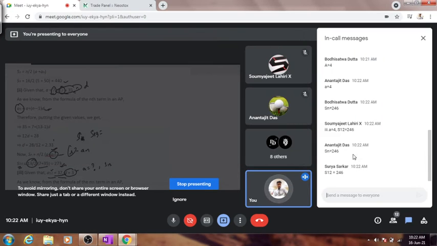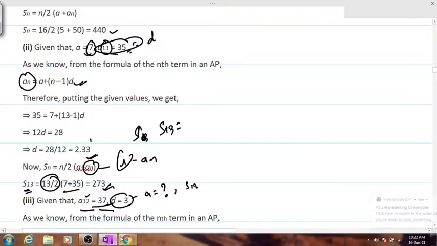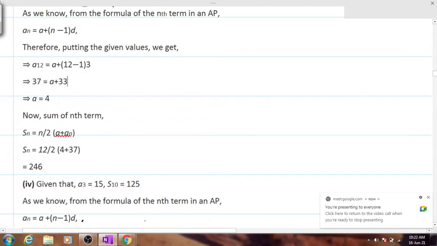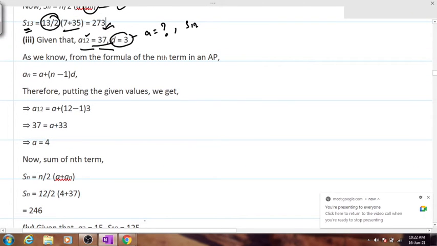Now, people who are done with the third one have already written the answer. Anantajit, Somojit, Lahiri, these three students have already written the answer. Rest of you, are you still doing it? It's a very simple one. It's not difficult at all. The same formula is being used again and again. Your a will come out to be 4 and Sn will come out to be 246.